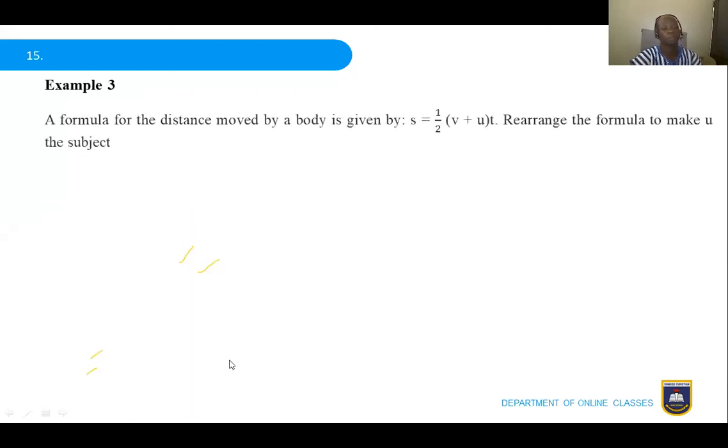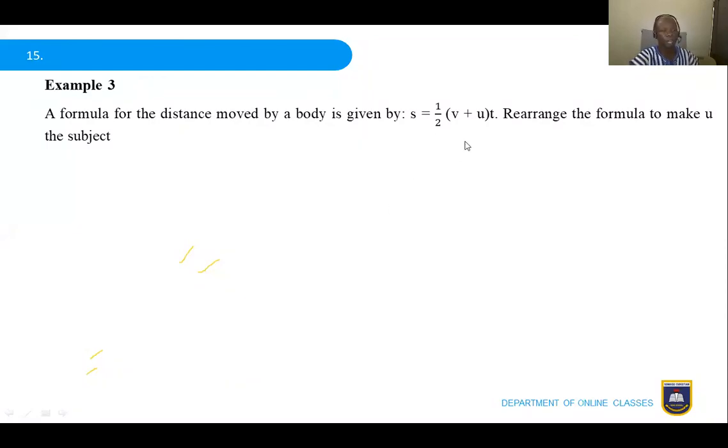Example number 3. A formula for the distance moved by a body is given by S equal to half of the expression V plus U all multiplied by T. Rearrange the formula to make U the subject. Try this. Then we will compare our solution.